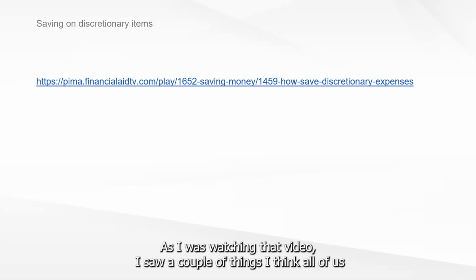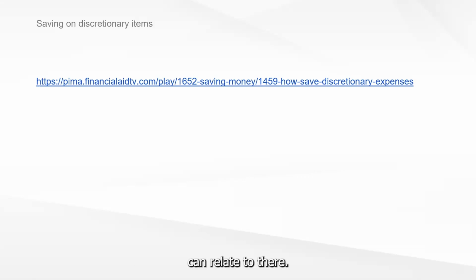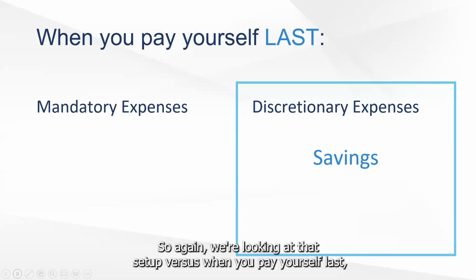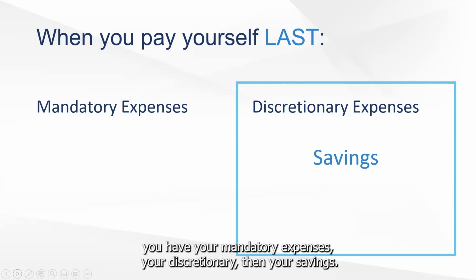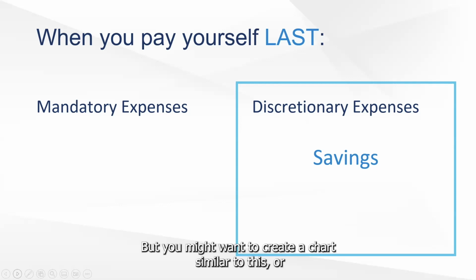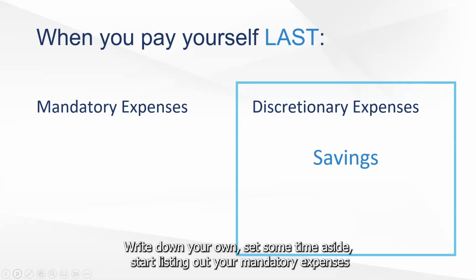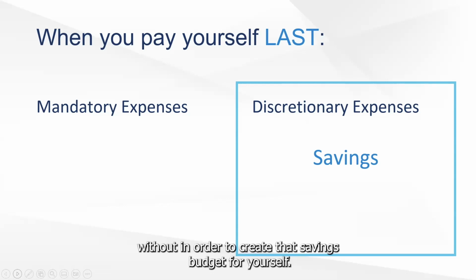As I was watching that video, I saw a couple of things that I think all of us can relate to there. All right. So again, we're looking at that setup versus when you pay yourself last, you have your mandatory expenses, your discretionary, then your savings. But you might want to create a chart similar to this, or maybe make some boxes to outline what yours look like today. Write down your own, set some time aside, start listing out your mandatory expenses versus maybe what you can do without in order to create that savings budget for yourself.